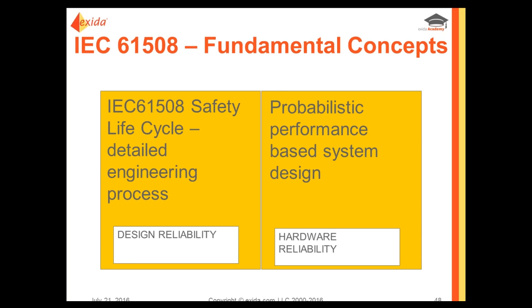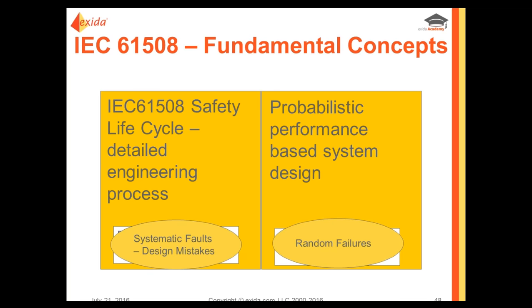It has the safety lifecycle and the detailed engineering process, which is design reliability, but we also look at the probabilistic performance-based system design, or the hardware reliability. When you look at the lifecycle and the process, you are looking for systematic faults, or design mistakes. You look at how the product was designed, how modifications are handled, how parts are sourced, to make sure that you are making the best design for the application that you can. But you also look at the hardware reliability, or the random failures, to make sure that you are accounting for random failure rates that can occur for the product.